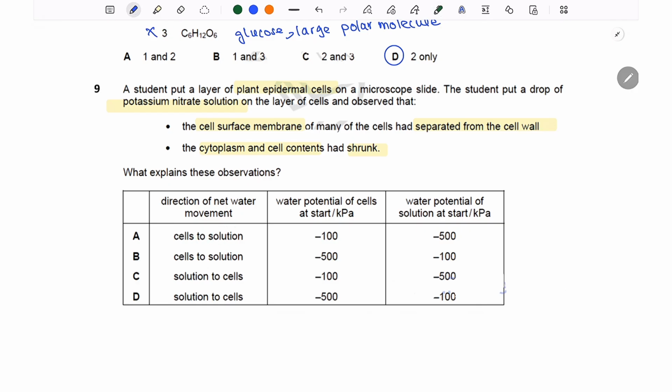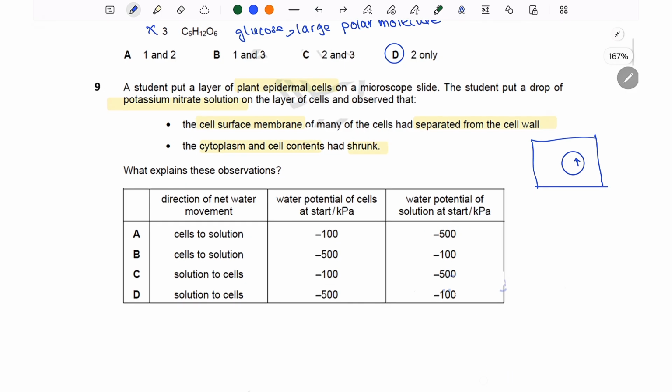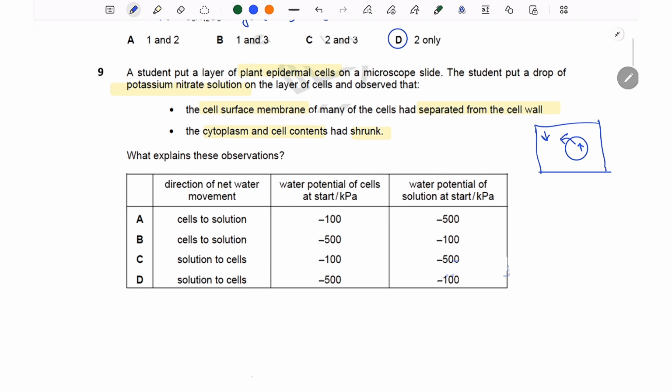Let's draw a diagram to make it easy. So if you draw something like this, you have this cell, and inside the cell the water potential is going to be high and outside is going to be low for it to move outside. And when the water moves outside, then these changes would be observed. So where is the water moving? The direction of net movement of water is going to be from the cell to the solution, not outside to inside, it's inside to outside. So it's either this or this.